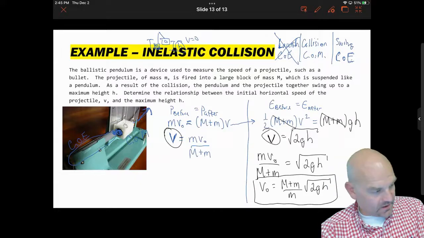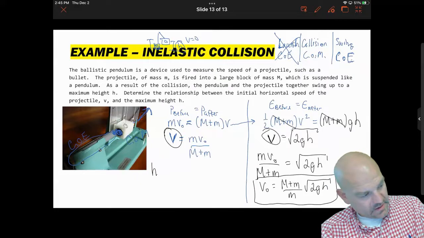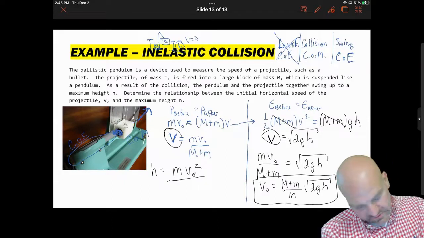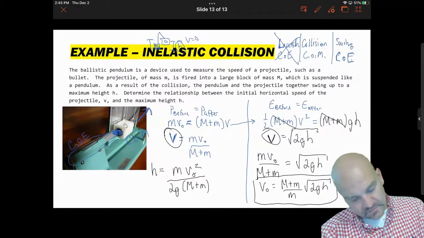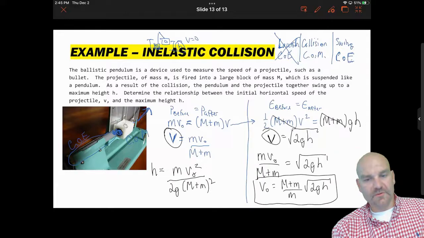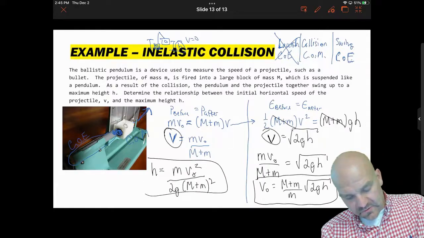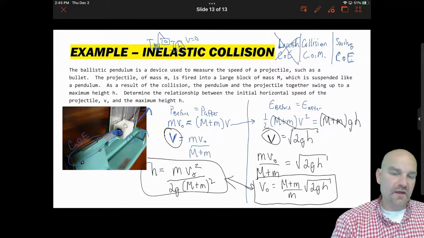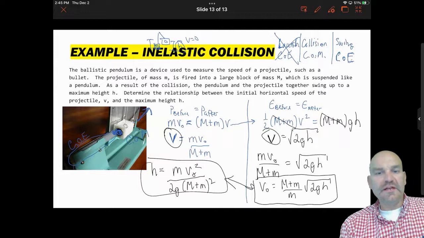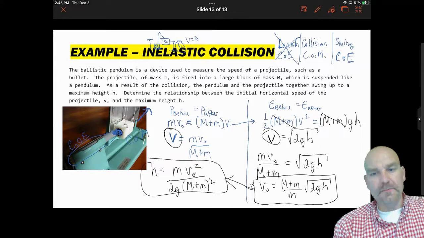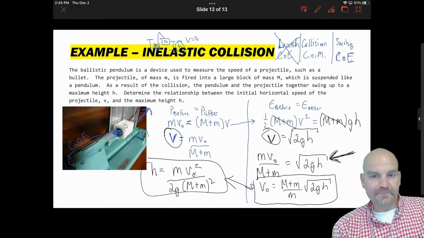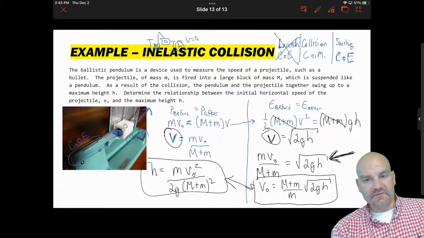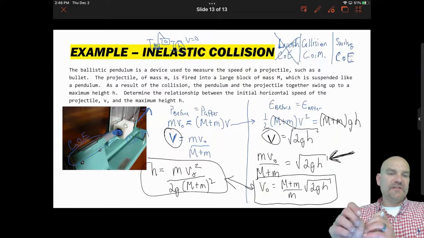Now, you could solve this for height as well, and it ends up looking like m V0 squared over 2g times big M plus little m, all squared. So these would be two acceptable answers: one solves for height, the other solves for initial velocity. You could do whichever one you want, but you have to get to this point right here, because if you don't get to that point, you're not going to be able to solve for the rest of it. Okay? So again, that's a special case.